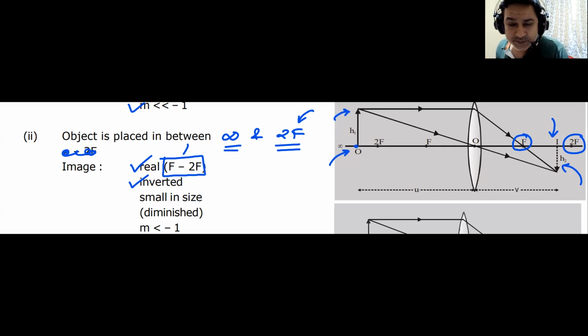One is the first principal focal length. The other one is the second principal focal length. First one is first principal focus. The second one is the second principal focus. Can you tell me which one is which?